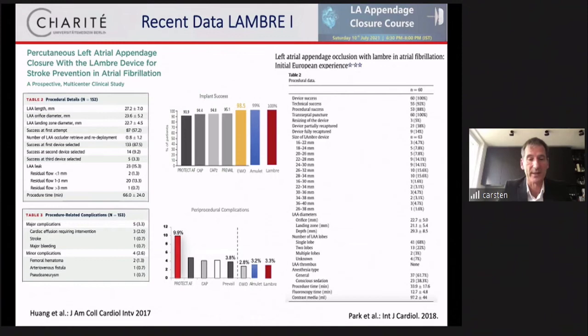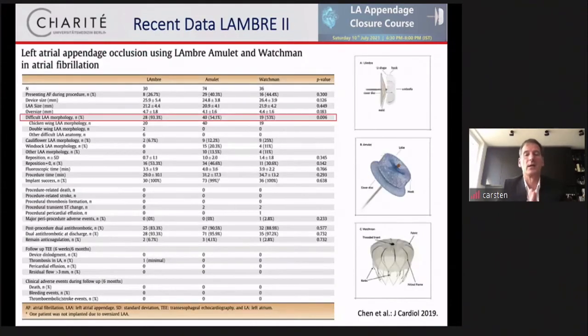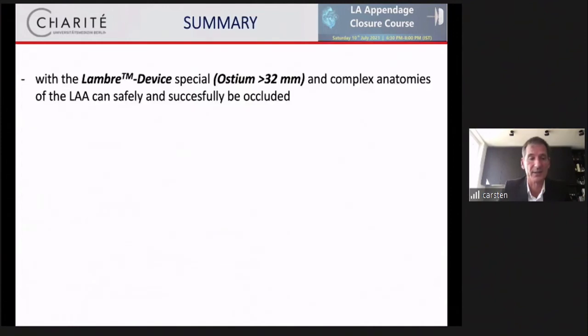So here, one other study comparing, that's a registry, so no real comparison, but describing everyday use. And we see that Lambert is especially suitable for difficult anatomies, just because of the nature or characteristics of the device. It is more often used in challenging anatomies, like in this case I presented.